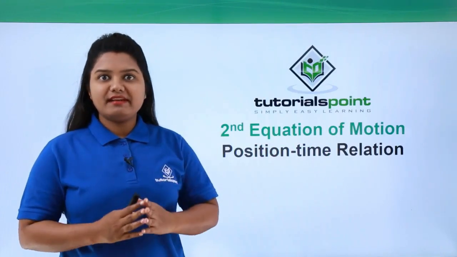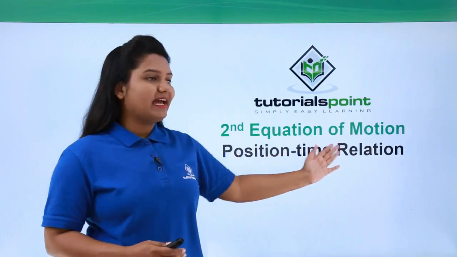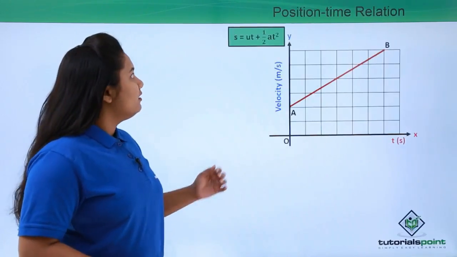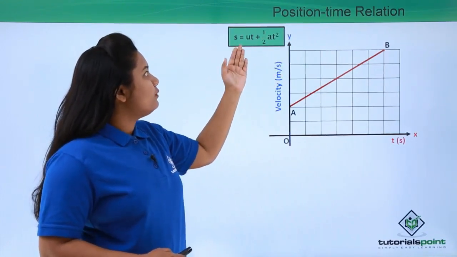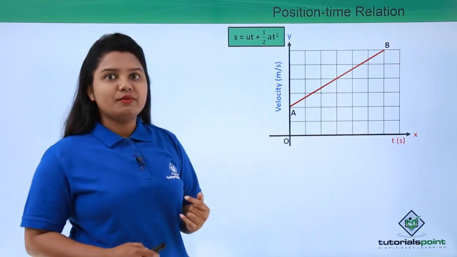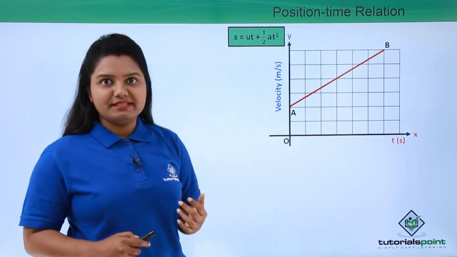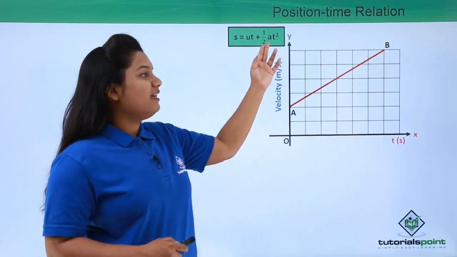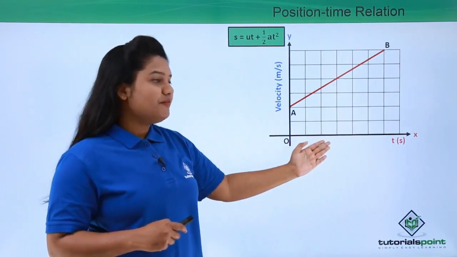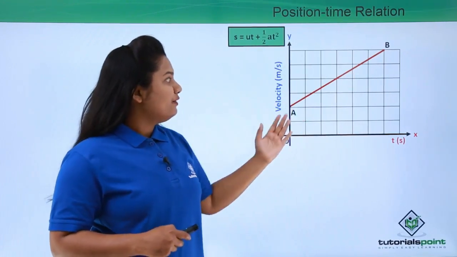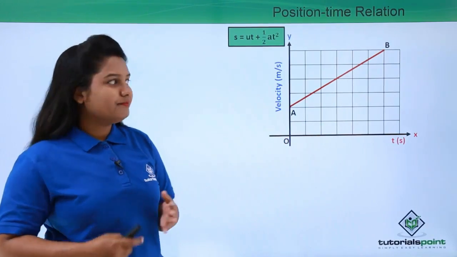Hello everyone. In this video, we'll be deriving our second equation of motion, which is otherwise called the position-time relation. Now we already know the second equation of motion, that is S equals ut plus half at squared, where S is the displacement, u is the initial velocity, t is the time taken, and a is the acceleration of the body. Here I have a velocity time graph AB, which shows that the body is in uniform acceleration.